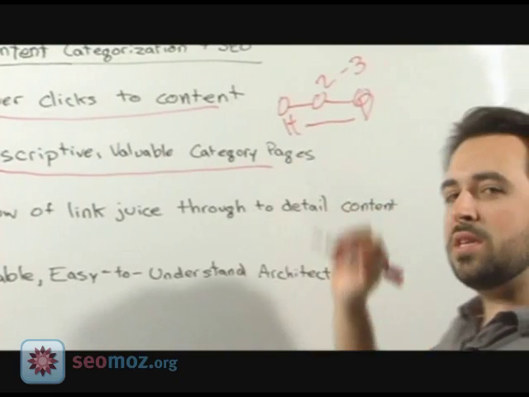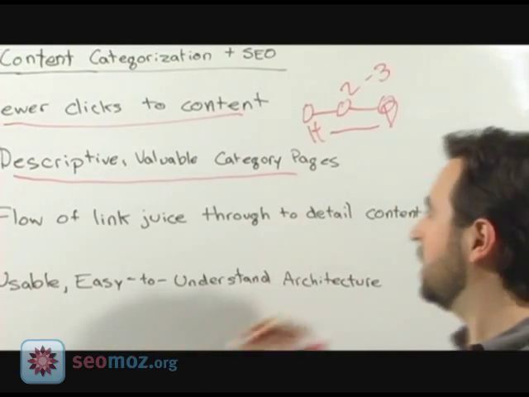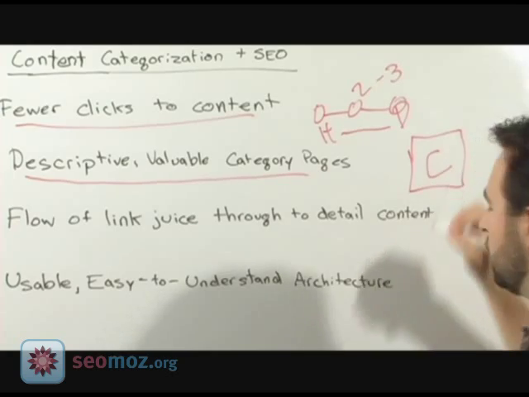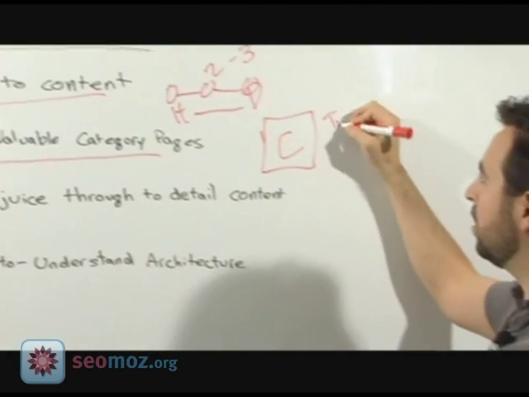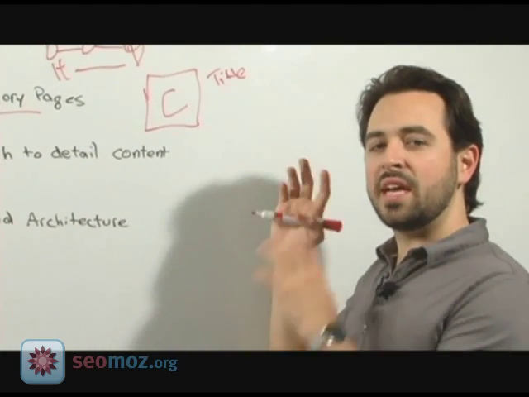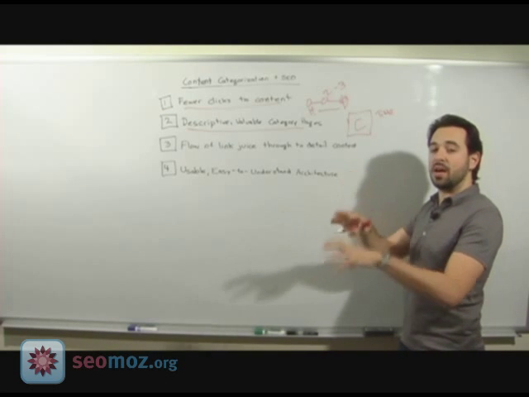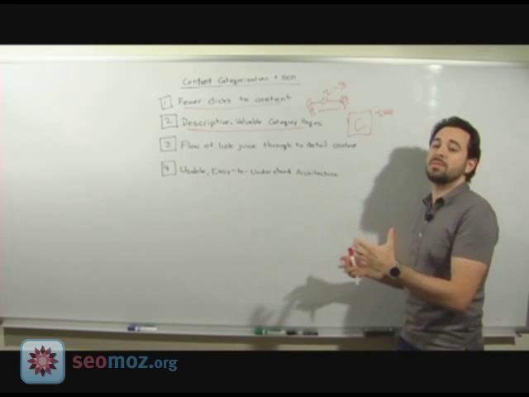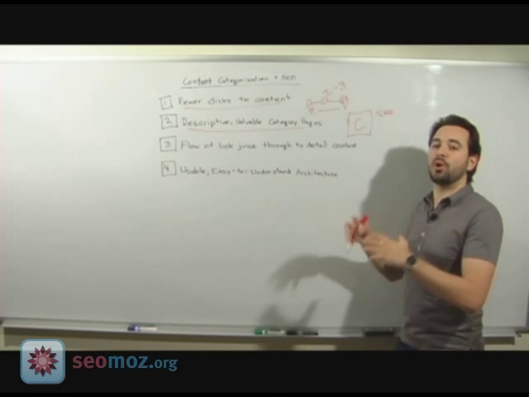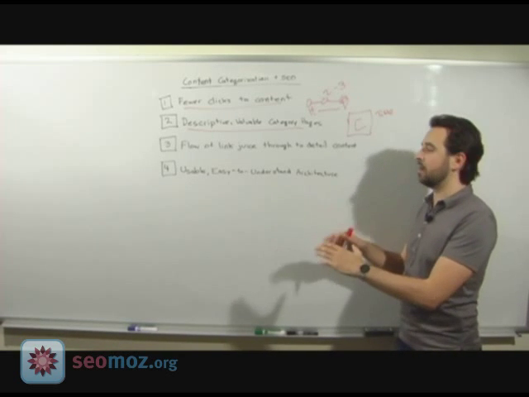Secondarily, you want descriptive, valuable category pages. Whatever this category page is over here, it should have a title and a meta description that is compelling, that really describes the content inside of it. And so it needs to be detailed enough, yet broad enough to fit whatever you're going to put in there.